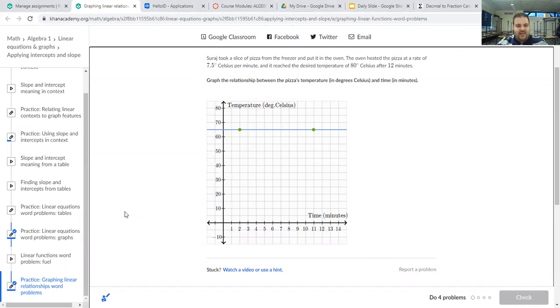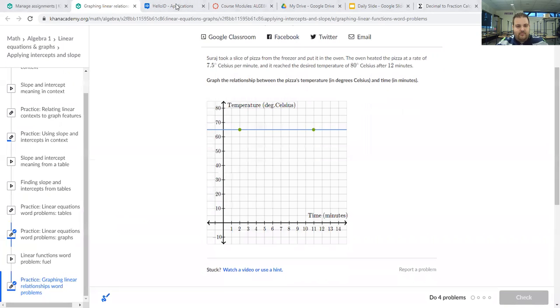Suraj took a slice of pizza from the freezer and put it in the oven. The oven heated the pizza at a rate of 7.5 degrees Celsius per minute. And it reached the desired temperature of 80 degrees Celsius after 12 minutes.